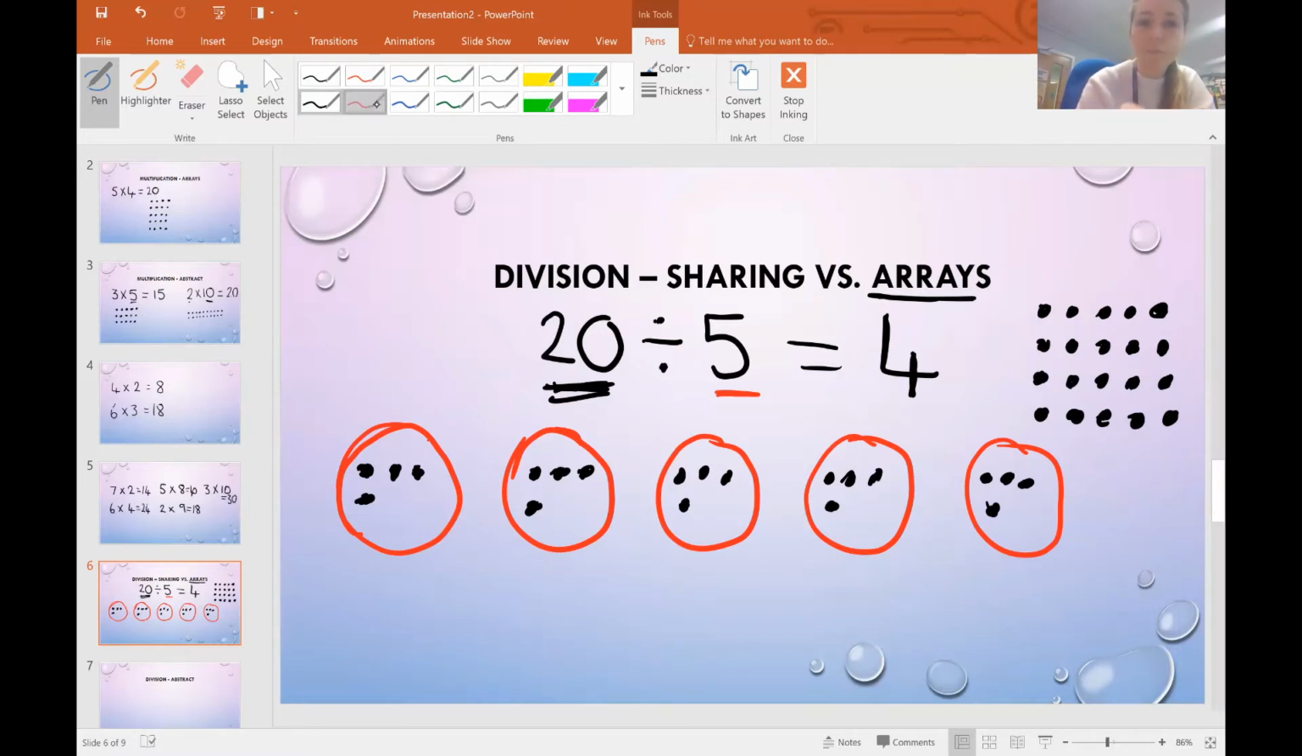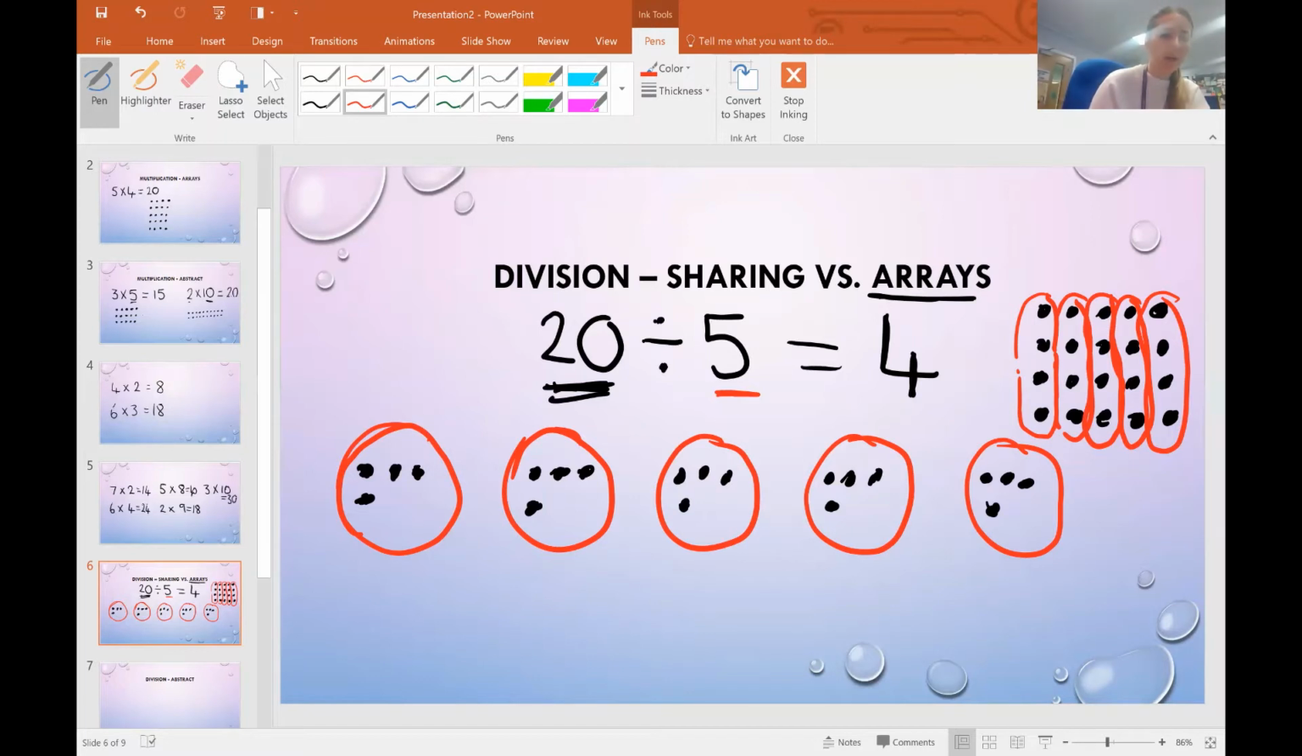Can you see that I've got 5 groups? 1, 2, 3, 4, 5. And how many are in each group? 4. Well done. So we can see that that is the same as this. It's just shown in a different way. Okay, so in each of these groups, we've got 4. So in our array, we can see that we have got 4 in each group.